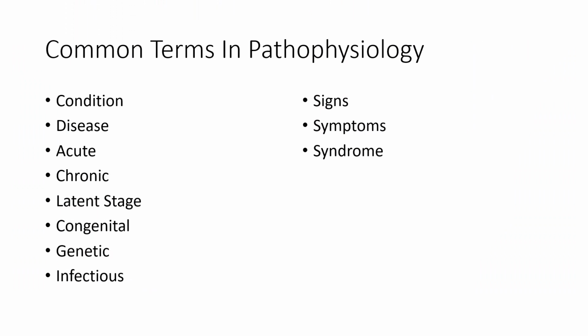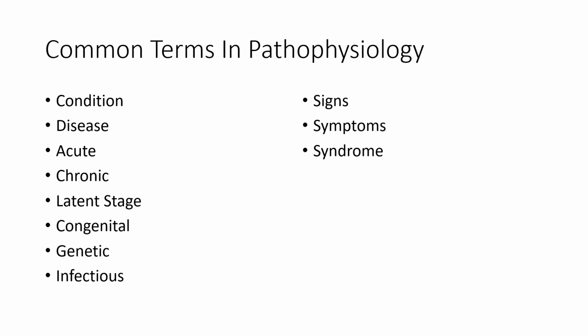So we explored the prefix and suffix. Let's now look at some common terms in pathophysiology. Some terms such as condition, which is a state of being. Anything that disrupts the body's normal homeostasis can be considered a condition. Bone fractures, visual deficits, infectious diseases.